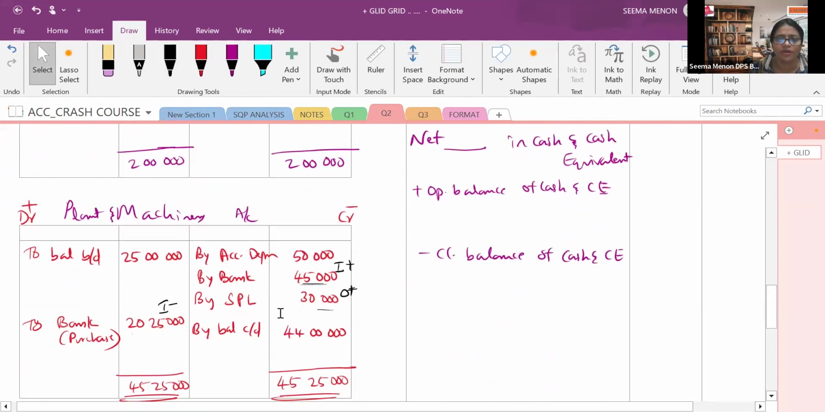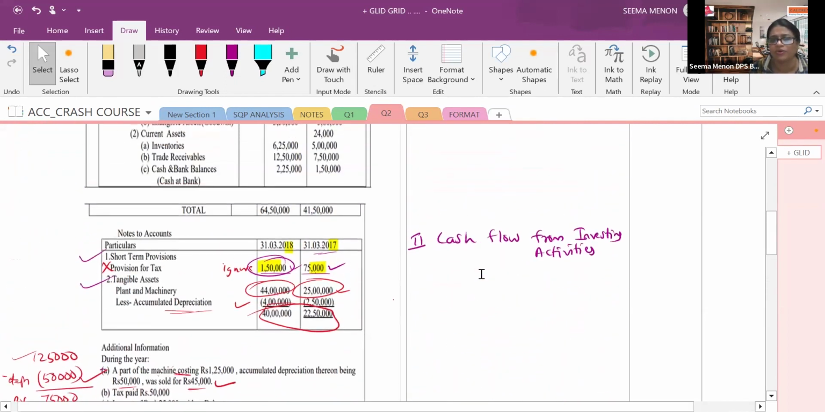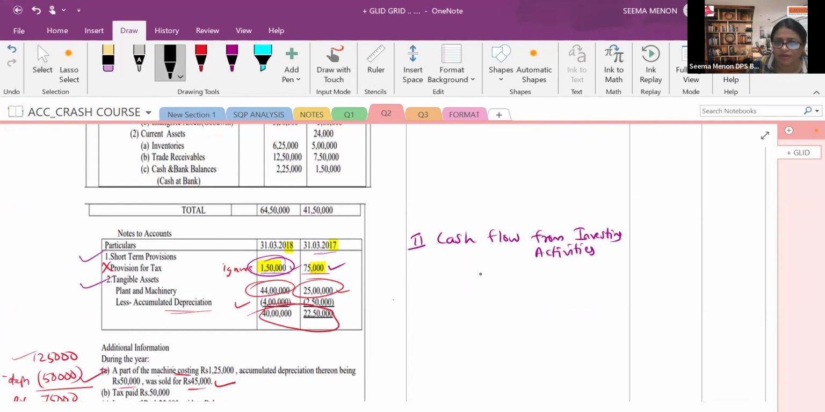Now we are moving into the bank. By bank 45,000, I plus. So I am going to investing activity. Here I will write proceeds from the sale of machine. How much did I get? 45,000. That is an inflow.